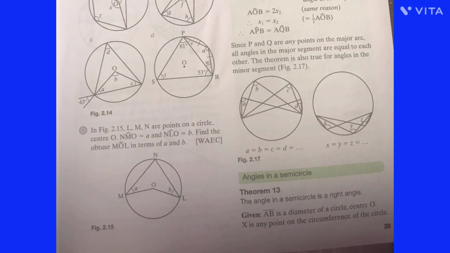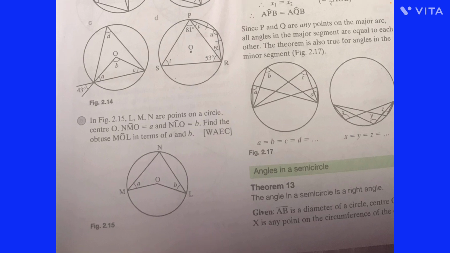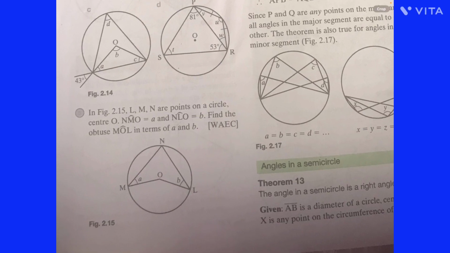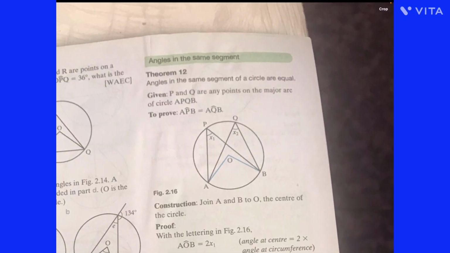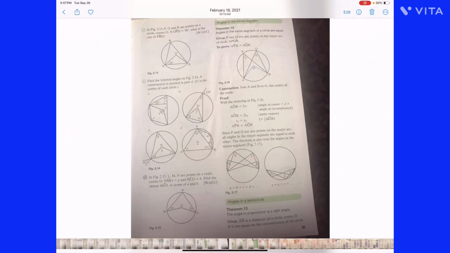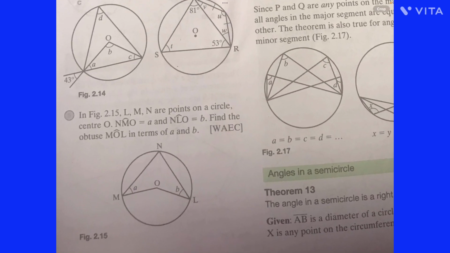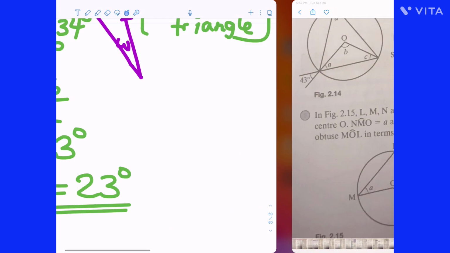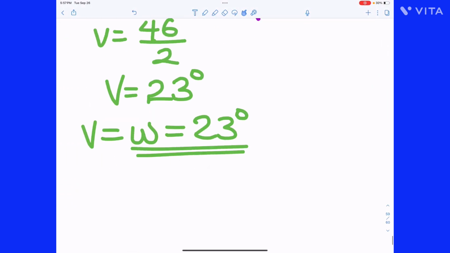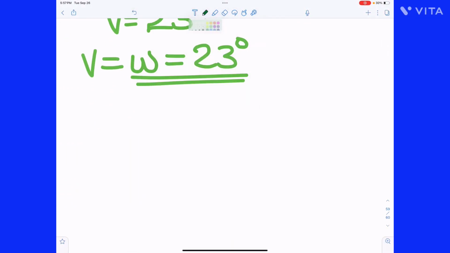I think we are now on the last question, number 5. Okay, MONL. Find the obtuse angle MOL in terms of A and B. That's not difficult. Let's quickly take it up. Number 5 now.